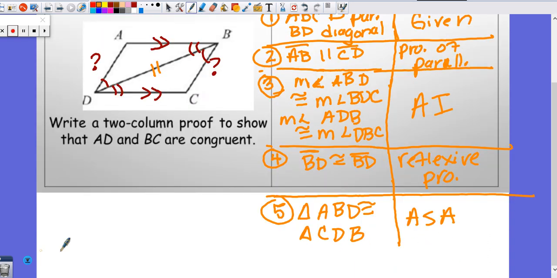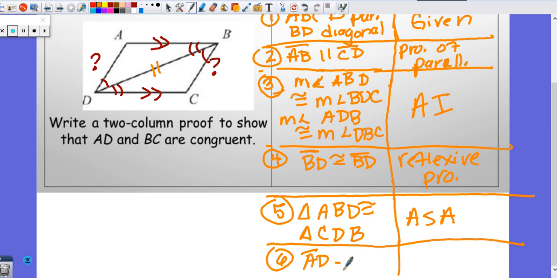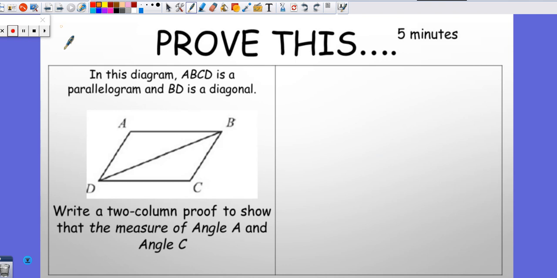And now I can say, since I got all that taken care of, number 6, I can say line segment AD is congruent to line segment BC by CPCTC. And we're finished. All right, let's go to the next one.